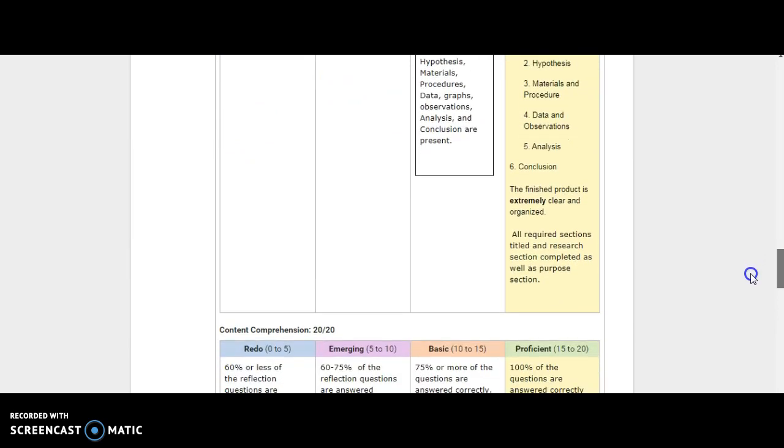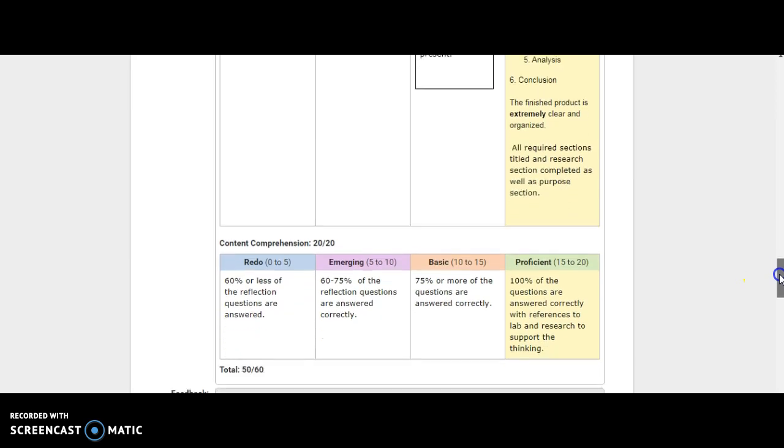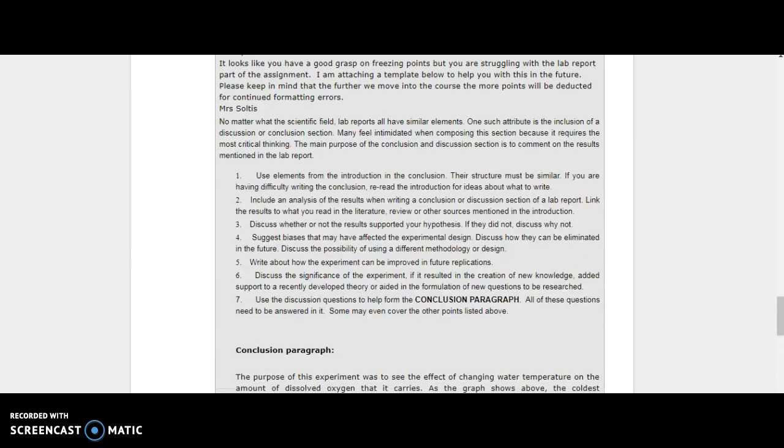And then we have the content comprehension level. So in the labs, we generally have these particular sections. They might look a little bit different, but they definitely give you some feedback on how to do that. But I've also given some very specific feedback that you can find underneath this particular part of the rubric. So here I've scrolled down underneath the rubric, and here's my feedback.